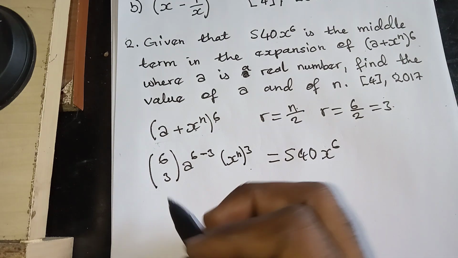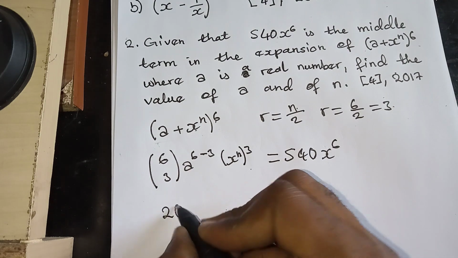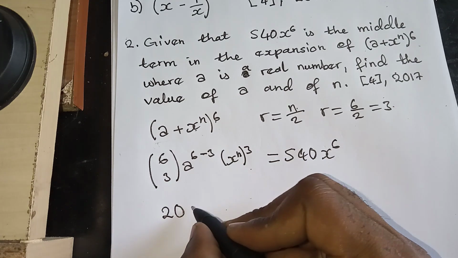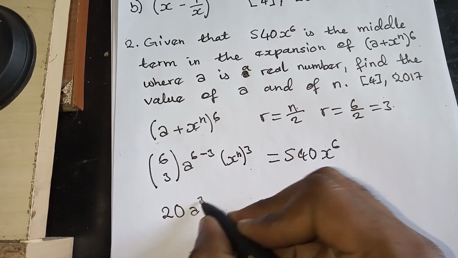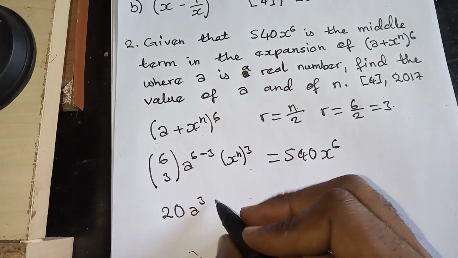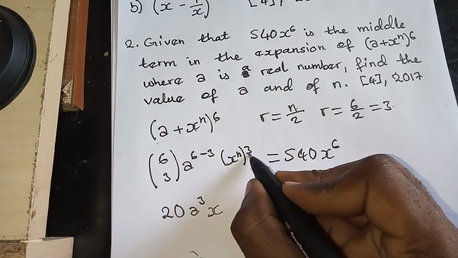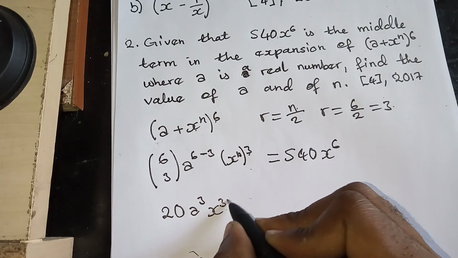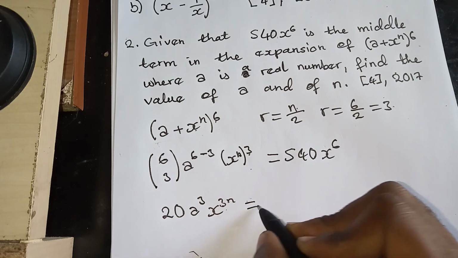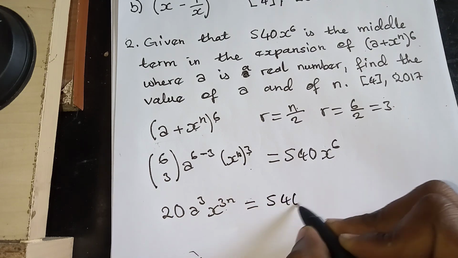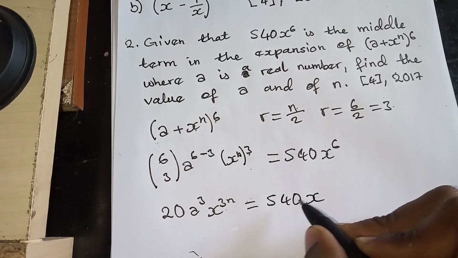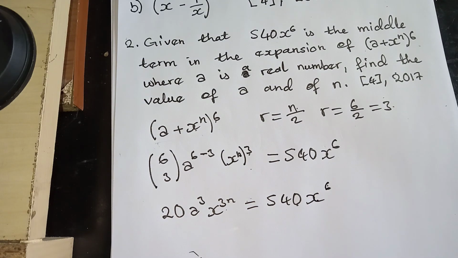This one is a 20. Then this will be a to the power 3. And then this one will be x to the power this times that, which is 3n. And then this is equal to 540x to the power 6.